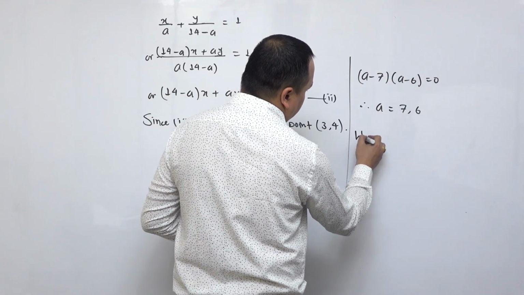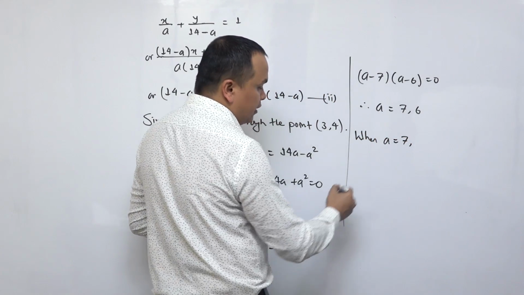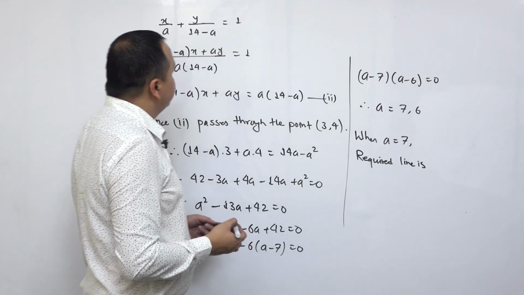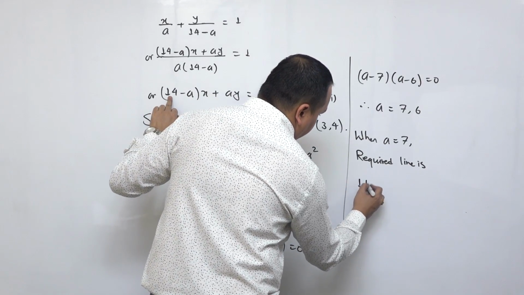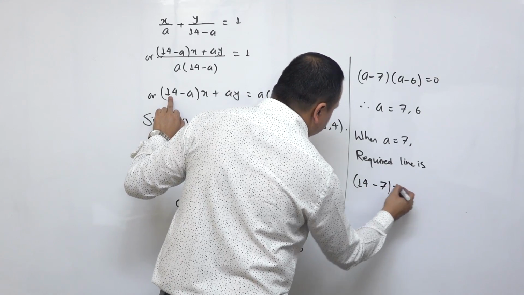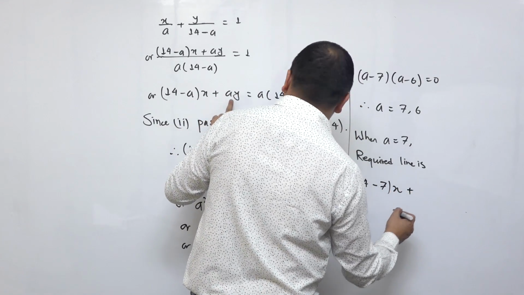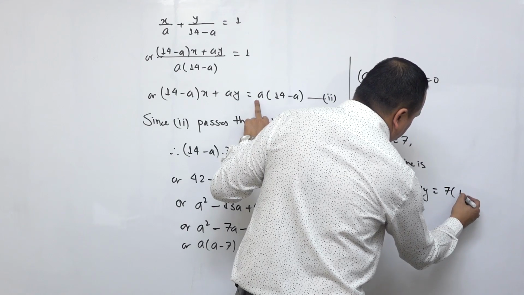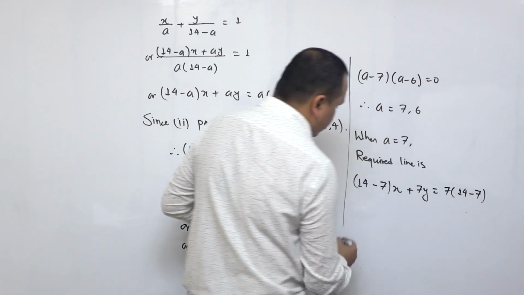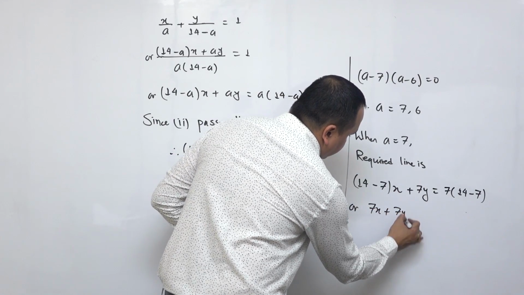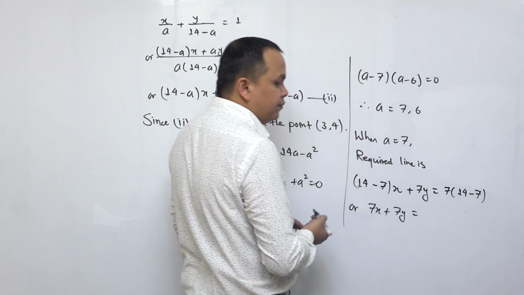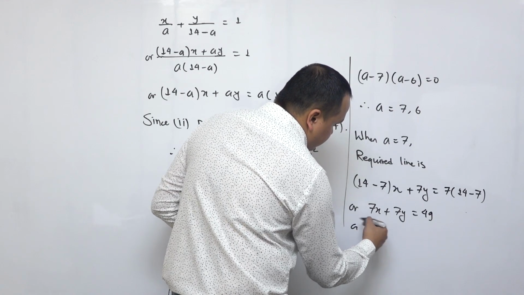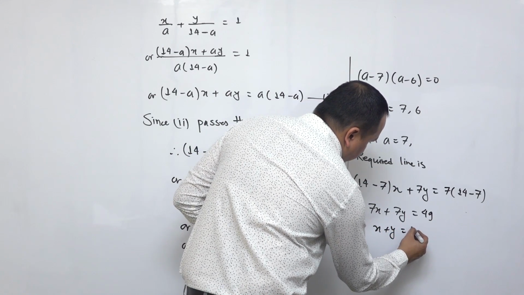When A is 7, the required line is 14 minus 7 times x plus 7y is equal to 7 times 14 minus 7, or this is 7x plus 7y is equal to 14 minus 7, 7 into 7, 49. 7 is common and cancels out. We get x plus y is 7.